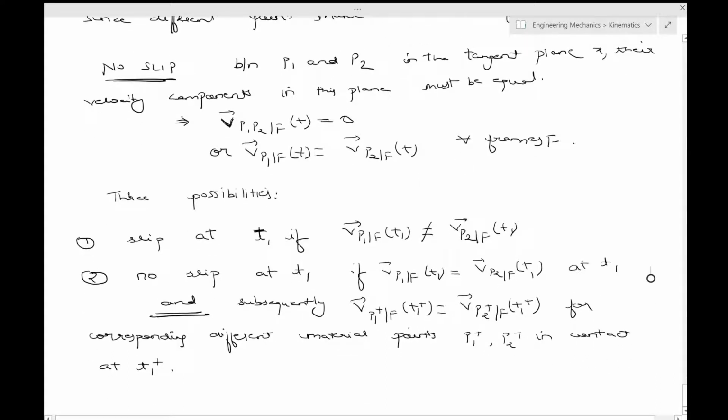Okay, so it means that at this current time the relative velocities are 0, and when the time is slightly changed, T1 plus being the next instant of time ahead of T1, at that instant the relative velocity between the contacting points P1 plus and P2 plus is also the same. So P1 and P2 were in contact at T1 with relative velocity 0. P1 plus and P2 plus are in contact at T1 plus and the relative velocity is still 0. This is called a no slip condition. Both of them have to be satisfied, not just at that instant T1.